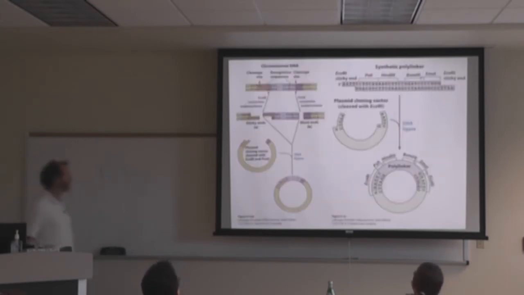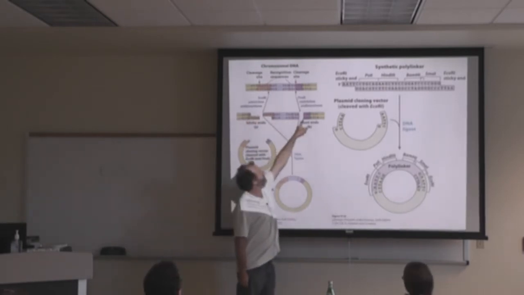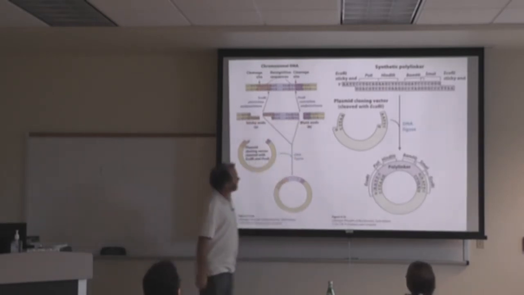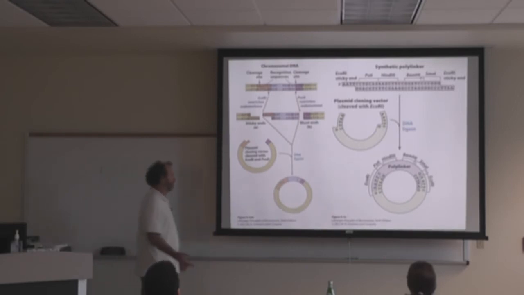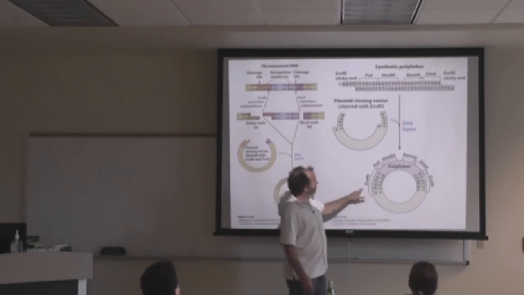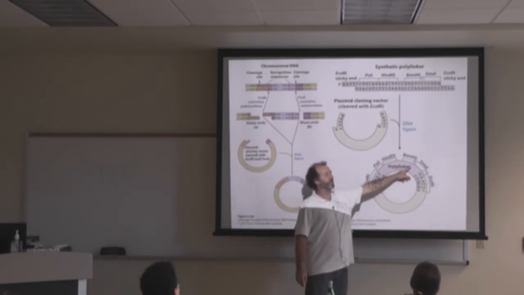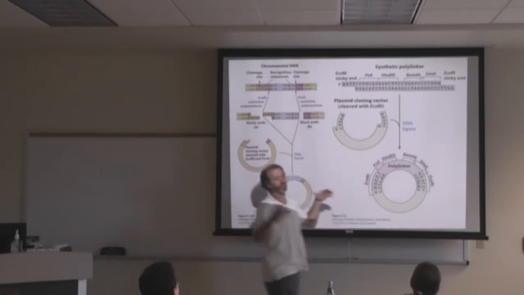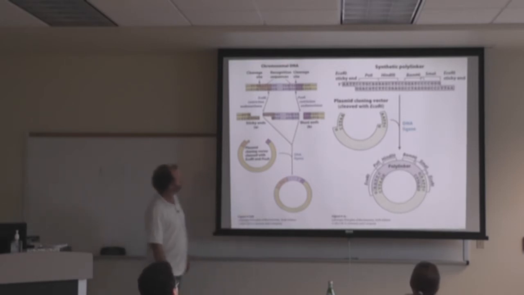This shows you the examples: sticky ends have overhangs, versus blunt ends that are just blunted. There are cloning vectors where they take a normal plasmid vector and cut it, in this case with EcoRI, and then insert what's known as a polylinker, which is a synthetic portion of DNA that has known sequences for a number of different cut sites.